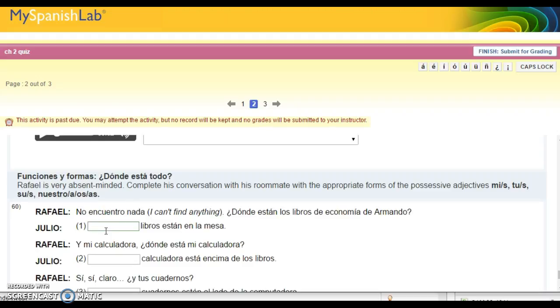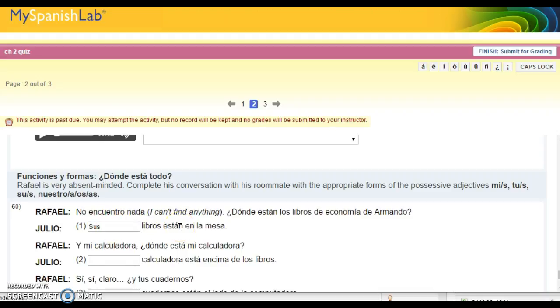No encuentro nada. ¿Dónde están los libros de economía de Armando? Sus libros están en la mesa. His books are on the table. Su and sus can mean his, her, your, their, or its. It has all those meanings. In this case, it's his because we're talking about Armando. And it's sus instead of su because libros is plural and has to agree. Armando is just one person, he is singular, but the books are plural and the adjective has to agree with what it describes, which is the books, his books.